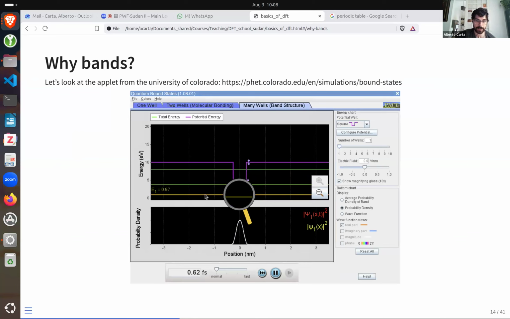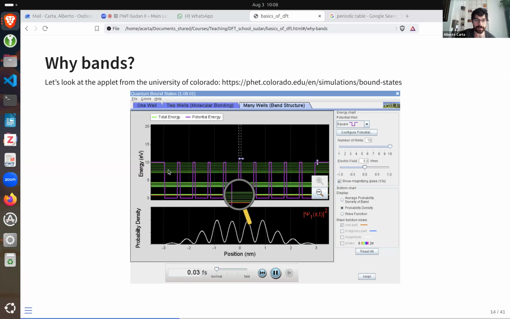So a ground state, then we get the first excited state and a second excited state. And then if we increase the number of wells in here, we see that the first state gets split into 10 possible states. So this is the first band. Then we get a second band where the first excited state was, and then we get a third band where the third excited state is.